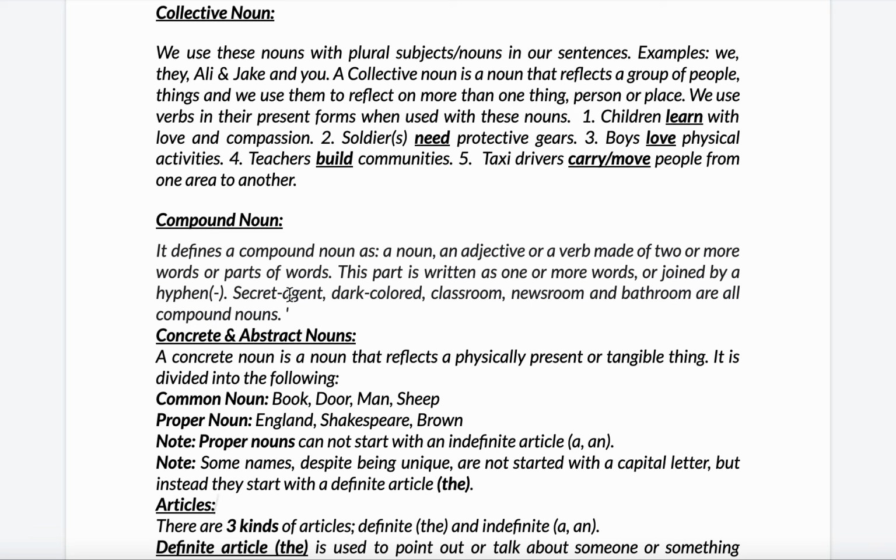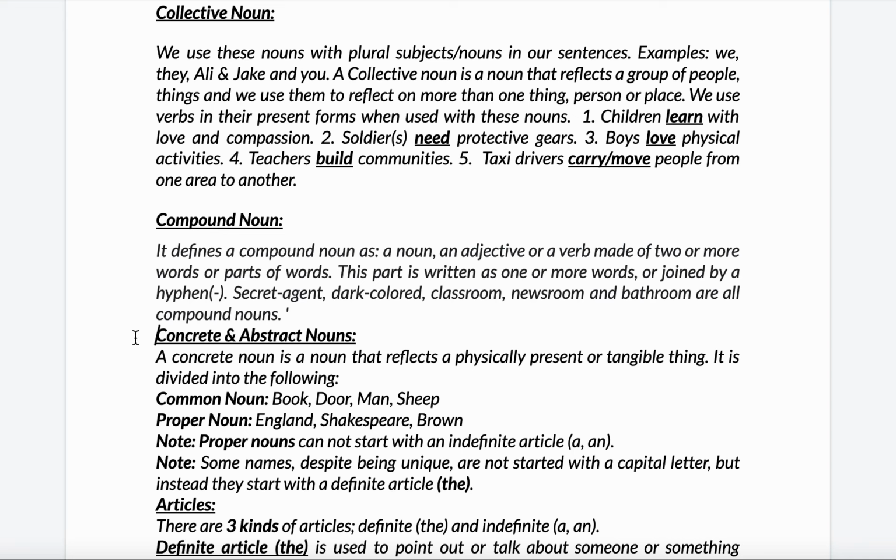So secret agent. This is a compound noun, and we have bonded them together by using a hyphen. So dark-colored. We say a dark-colored SUV hit the guy. Classroom. Okay. Newsroom. Okay. These are combined with a hyphen. Bathroom are all compound nouns.